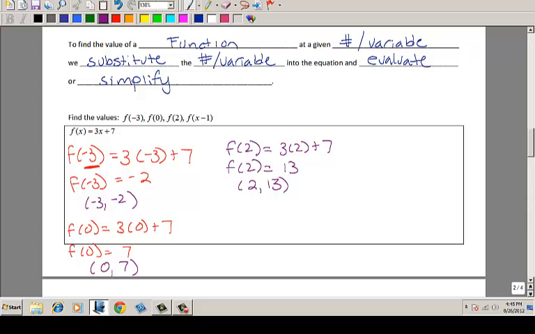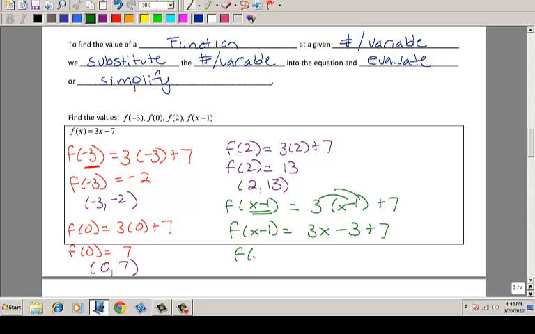Alright, the last one I want to look at is actually substituting the expression x minus 1. This is no different than anything we've done before. Instead of writing this x here, I'm going to write what's in this parentheses, or this x minus 1. So I'm going to write 3, and again, instead of writing x, I would write x minus 1, plus 7. And now I need to simplify. So distributing, I get 3x minus 3 plus 7, or f of x minus 1 is equal to 3x plus 4. Okay? So now I have evaluated or found the values of the function at each one of those given ones.